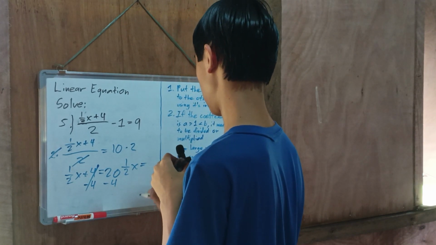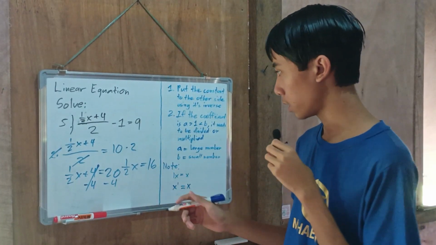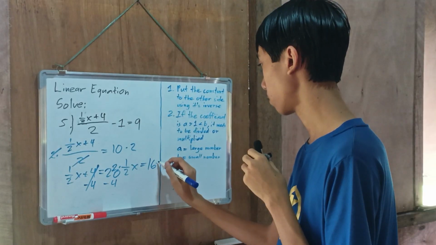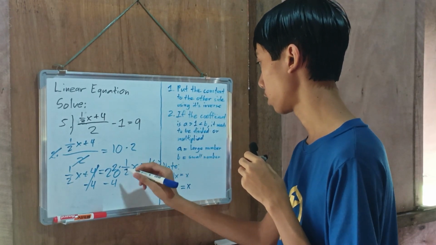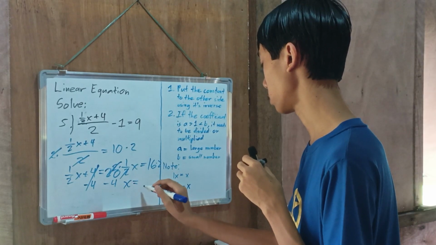This equals 16. Now for this one, we're gonna multiply both sides by its denominator, which is 2. Actually, cancel, cancel, and then x equals 32.